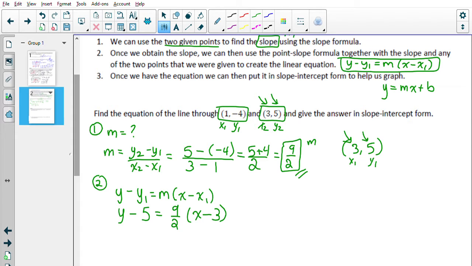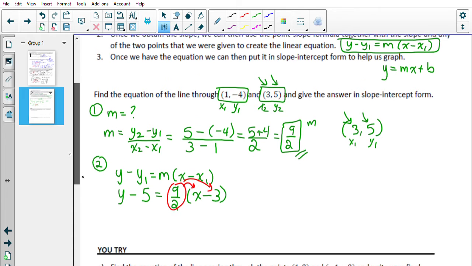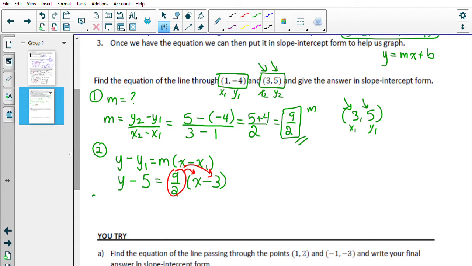Alright, if you'll remember our steps, we're going to distribute the 9 over 2 onto both things in the bracket. So now we're doing step 3, by the way. We're starting to distribute it. So now you have y minus 5 equals 9 over 2 x minus, remember when you multiply 3 over 1 times 9 over 2, you multiply the tops together and you get 27, you multiply the denominators together, and you get 2. So your last step is to take the 5 to the other side and make it a plus.